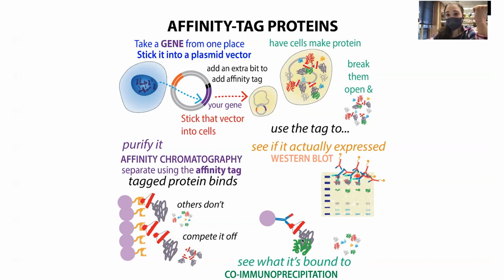And so if you want to test if something is directly bound, this is where we're going to talk about doing mutations in the part that we think they bind. And if that is really where they're binding, you're going to lose the interaction. Or if you purify the components separately and mix them together, do they actually interact? These are things we're going to talk about when we talk about the in vitro techniques.